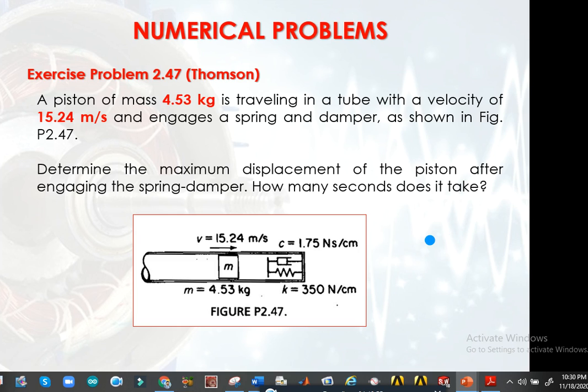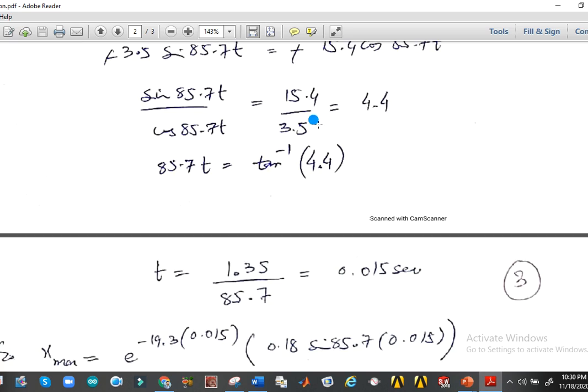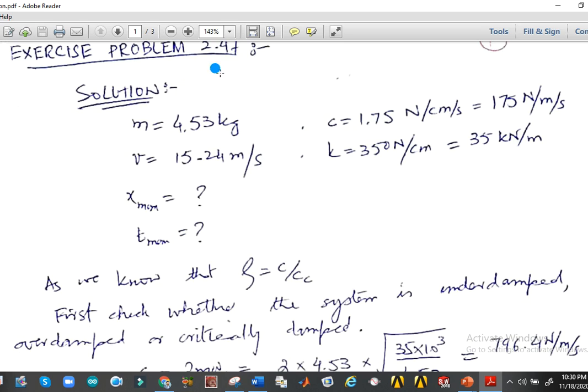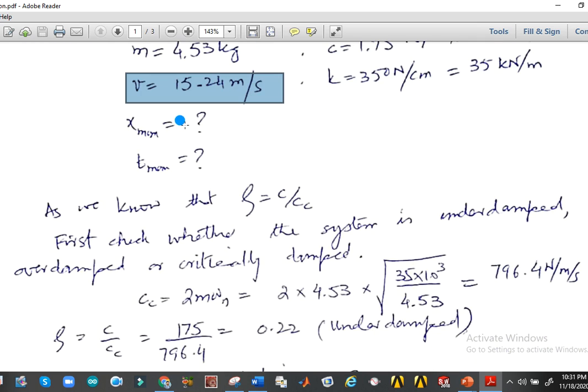Okay, so let's start the solution. Here in this solution we can see this is problem 2.47, mass 4.453 kg given, and the C value given in Newton per centimeter per second. We will multiply it by 100 to convert it into Newton second per meter. This is your stiffness element, 35 kN per meter. Impact velocity is given, and the initial displacement is 0. We need to find x max and t max.